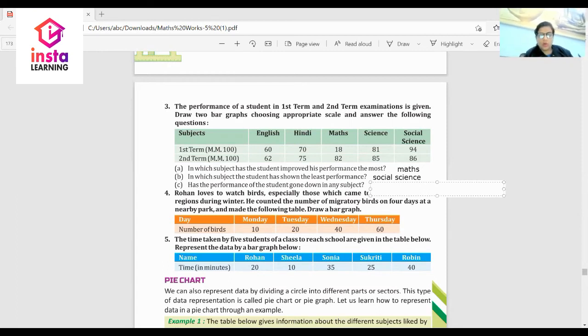Okay. Now, Rohan loves to watch birds, especially those which came to India from colder regions during winters. He counted the number of migratory birds on 4 days at the nearby park and made the following table. Draw a bar graph. Number of birds: Monday it was 10, then 20, then 40, then 60. Okay. Then the time taken by 5 students of a class to reach school is given in the table below. You have to represent them in a bar graph that you will do in your bar graph copy.